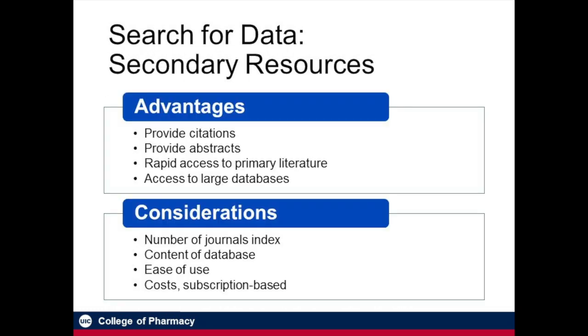After you have searched tertiary resources, you can further investigate your question by using secondary resources, which are indexing and abstracting systems and various databases. The advantages of secondary resources are that they guide you to the appropriate primary resources by providing citations and abstracts. However, they do require some skills for performing searches. You also have to consider the number and type of journals indexed, and some databases may even require a subscription.